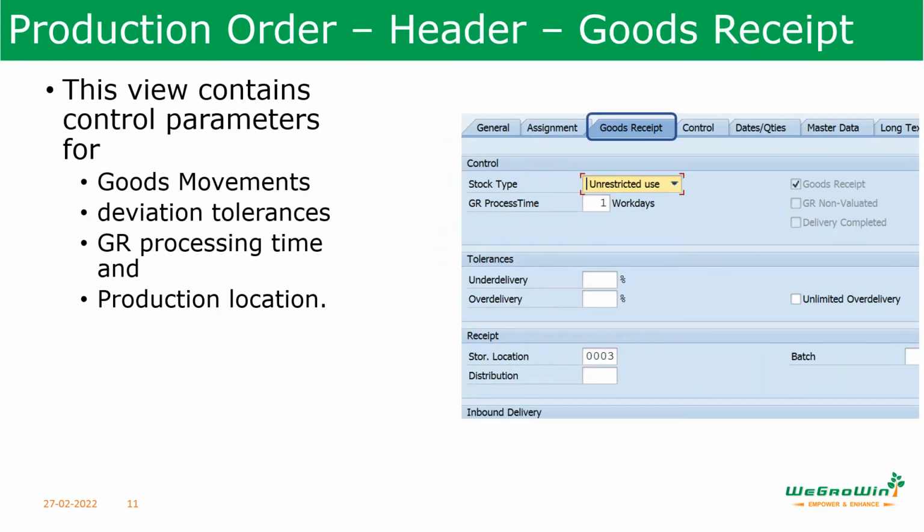And then we have the goods receipt tab. In this tab, it has the details about the goods movements, like which stock it has to go to, whether to go to the free stock or quality stock when you do the confirmation, meaning the production entry, or what is the tolerance that can be allowed, over tolerance, under tolerance, and which location the stock has to go. Those kinds of details it will have.